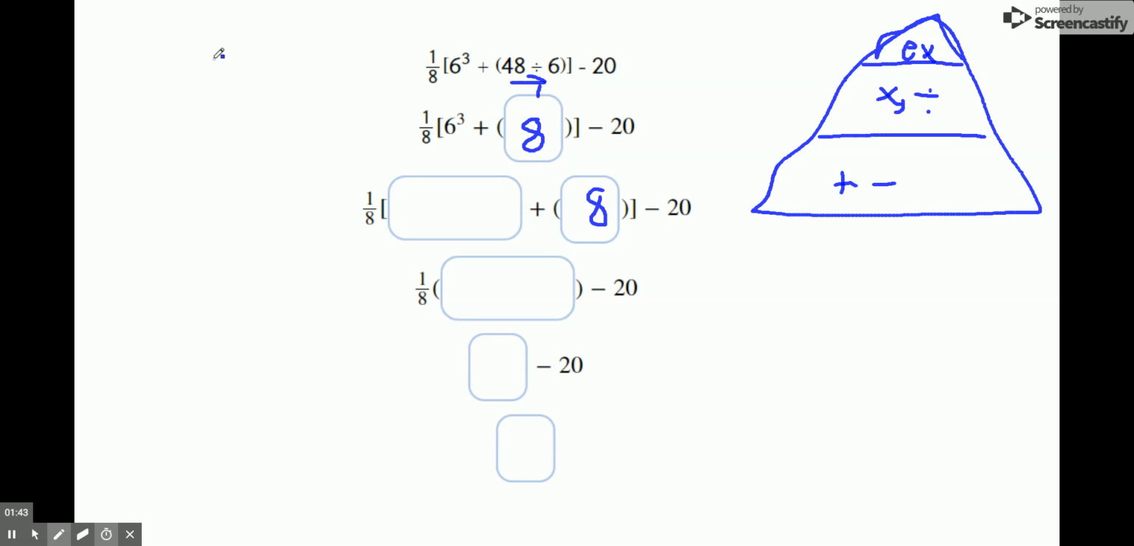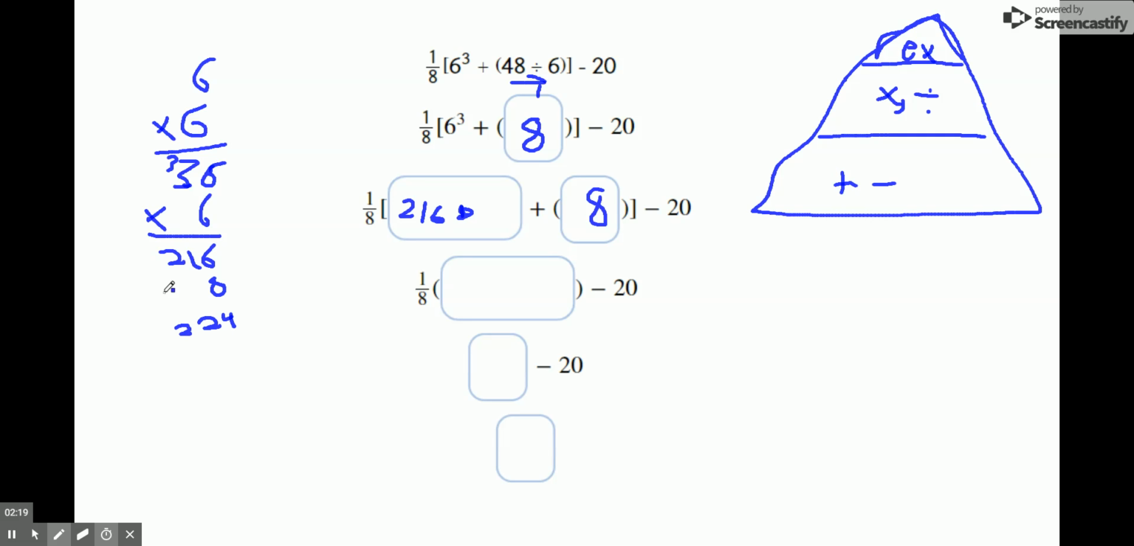So then we have to figure that out. 6 times 6 is 36. And then 36 times 6: 6 times 6 is 36, 6 times 3 is 18 plus 3 is 21. So 216. And then it already has the plus 8. So 216 plus 8. Let's see, 16 plus 8 would be 24. So 224.